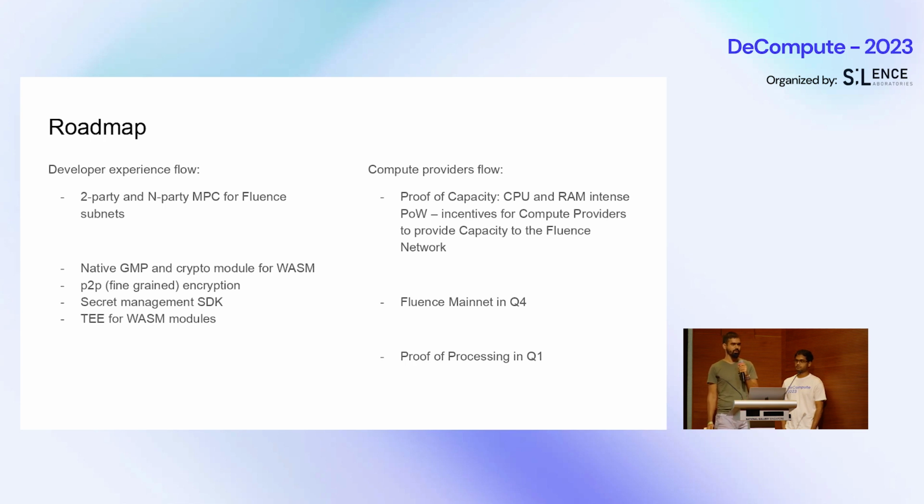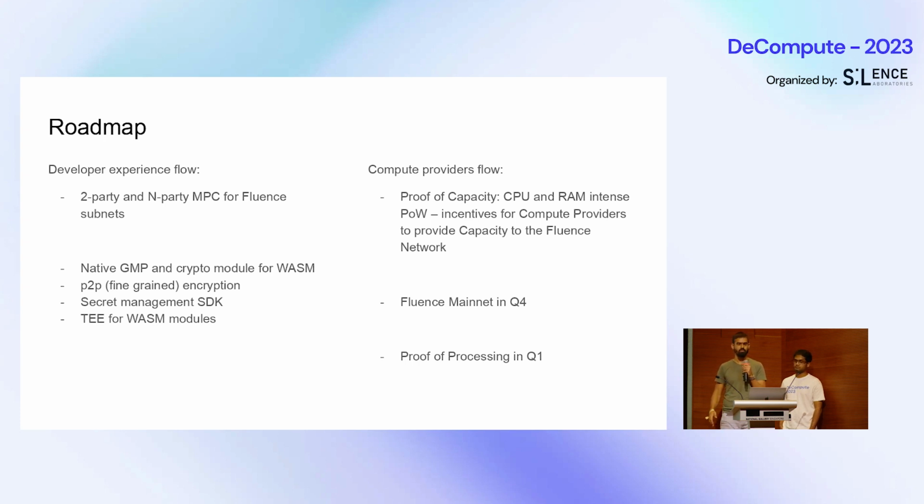And for the compute provider flow, I said that the servers could have some capacity, and you can get capacity. And for the decentralized network, for sure, we cannot just trust compute providers to provide the capacity. So we measure this capacity with a proof of capacity, which is a CPU and RAM intense proof of work. So we focus on CPU mainly. And we provide incentives for compute providers to provide capacity to the Fluence network.